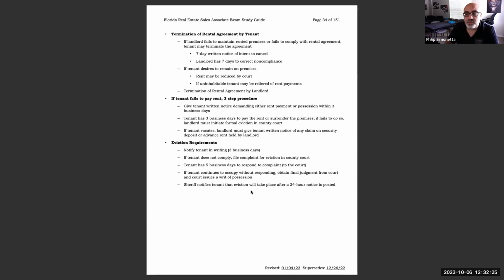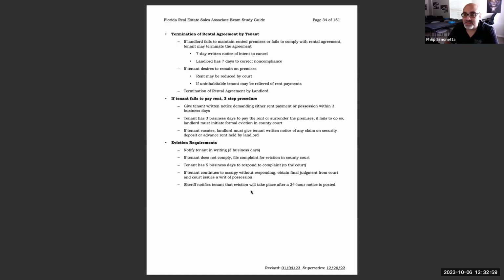Termination of rental agreement by the landlord, because the landlord could terminate it too. If a tenant fails to pay rent, there's a 3-step procedure. They give the tenant written notice demanding either rent payment or possession within 3 days. The tenant has 3 business days to pay the rent or surrender the premises. If they fail to do so, the landlord must initiate formal eviction in the county court. If the tenant vacates, the landlord must give the tenant written notice of any claim on security deposit or advanced rent held by the landlord.